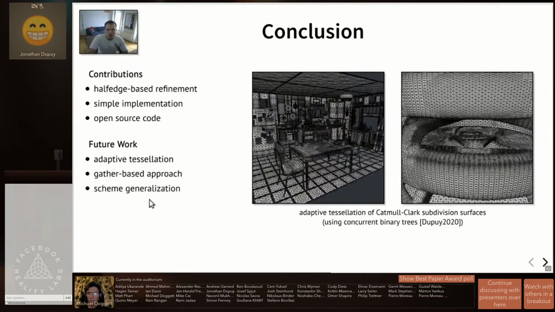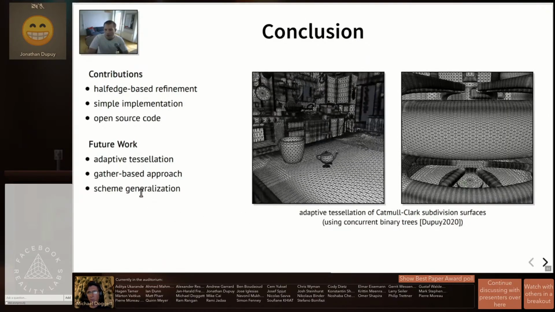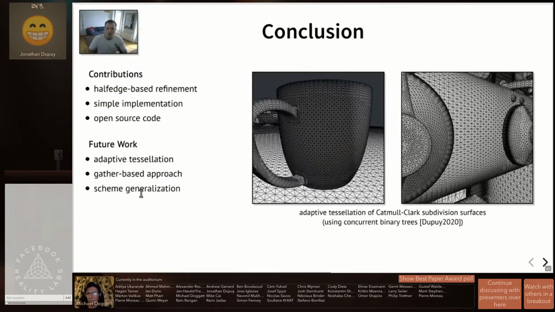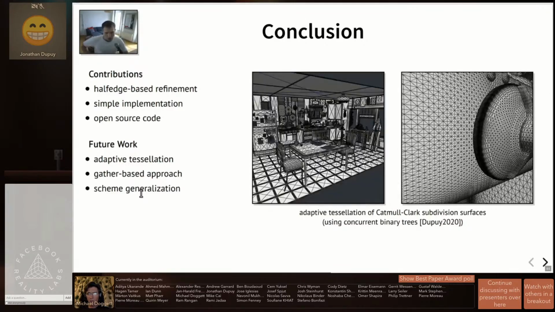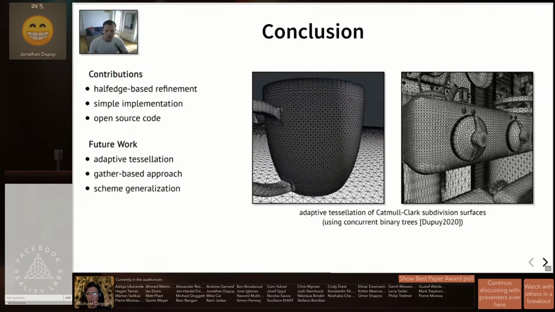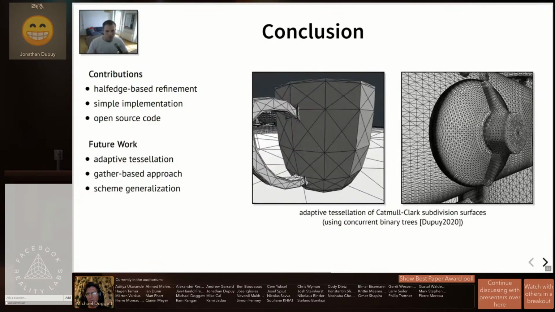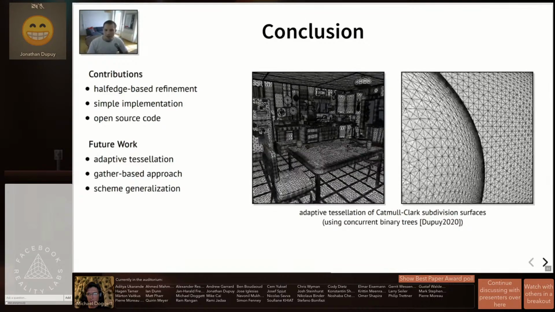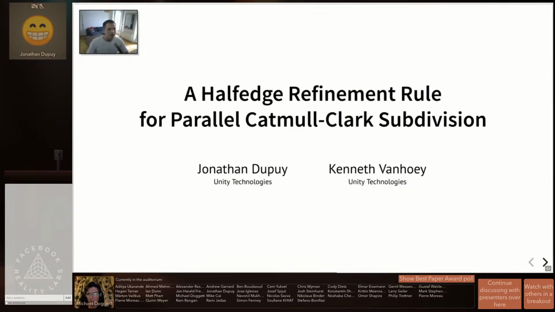Another thing we'll look into is generalizing our Halfedge-based approach to other subdivision schemes. Kenneth is looking into adapting Loop subdivision using a Halfedge-based approach as well. With that said, this concludes my talk. If you have some questions, I'll be happy to answer them. Thank you.